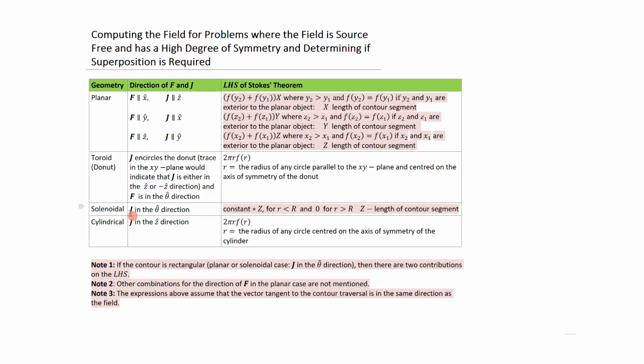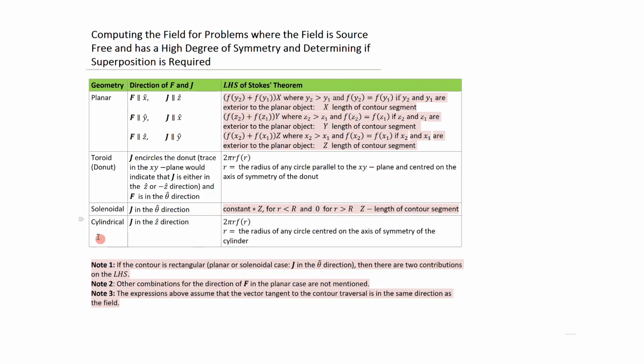In the solenoidal case, the current flux density is in the theta-hat direction, in which case we have two values for the circulation contributions. One is down the middle, along the axis of symmetry. That will have a contribution which is some constant times z, and outside the solenoid, the contribution will be 0, z being the length of the contour segment.